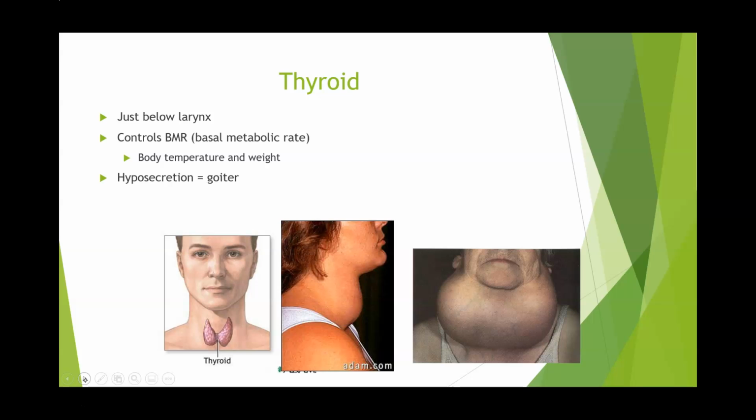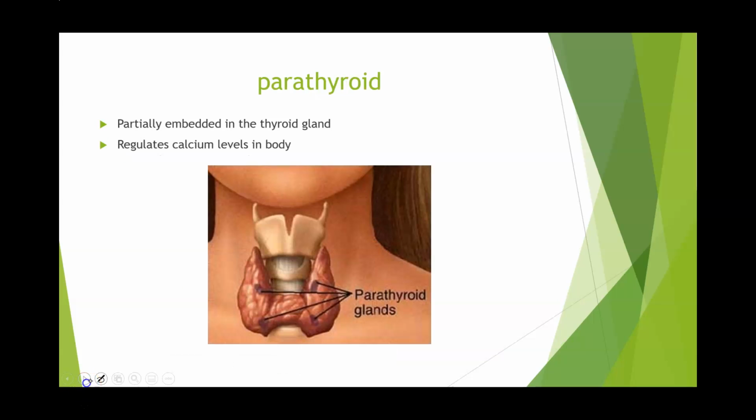The thyroid gland, like we mentioned earlier, is just below the larynx. It controls the basal metabolic rate, which we already know has to do with your weight and your body temperature. If there is not enough secretion, that's called hyposecretion, that leads to a disorder called goiter, which we talked about a while back. Goiter is where you have a huge mass accumulation of tissue in the neck, because remember, the neck is where your thyroid gland is.